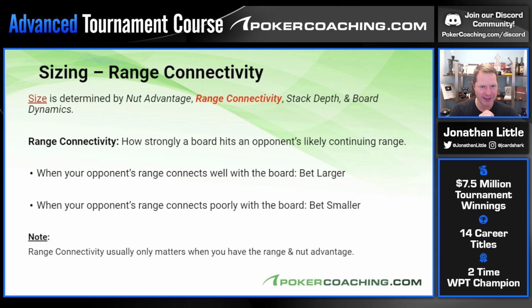And it is worth noting that range connectivity usually only applies when you have the range and nut advantage. If you do not have the range and nut advantage, then it doesn't really matter. Okay, you're going to find that nut advantage is really a strong driver of if you should be betting using a big or large size. But then once you do have the nut advantage, then some of these other traits come into play a little bit more often.